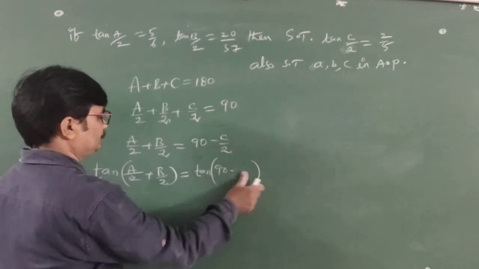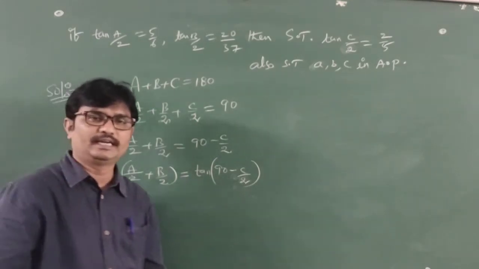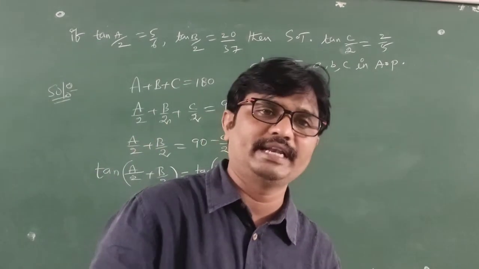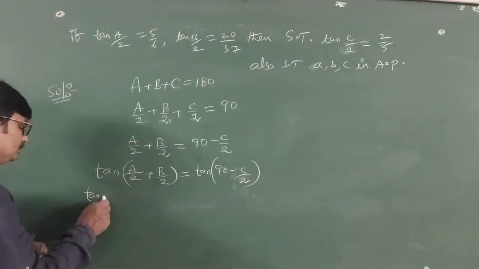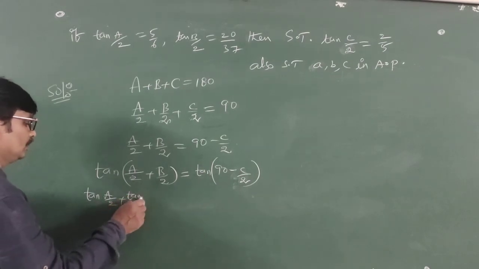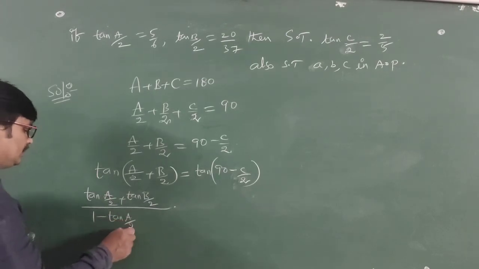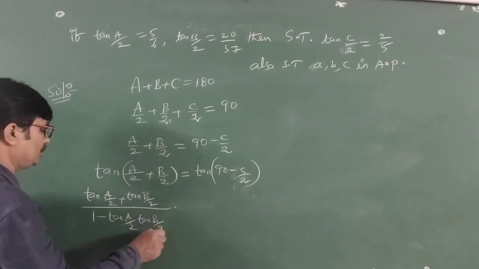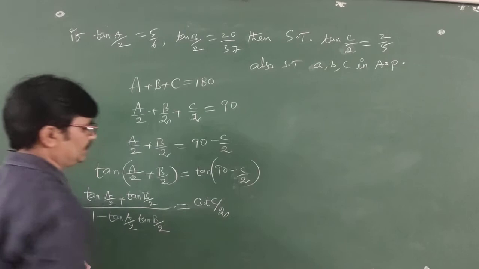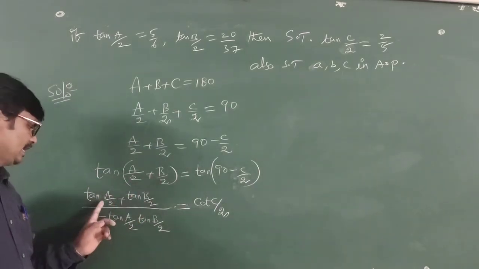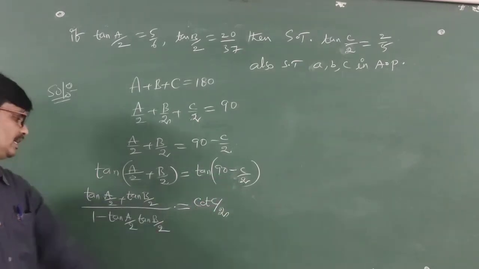Is it clear? Students, compare this with tan of (A plus B), which is tan A plus tan B upon 1 minus tan A tan B. So this is tan of A by 2 plus tan of B by 2 upon 1 minus tan A by 2 into tan B by 2. Tan (90 minus theta) is cot theta. Is it clear? Tan (A plus B) is tan A plus tan B upon 1 minus tan A tan B. Tan (90 minus theta) is cot theta.